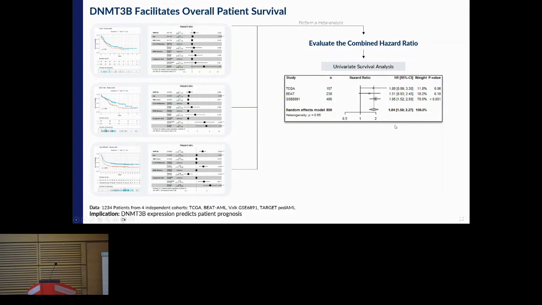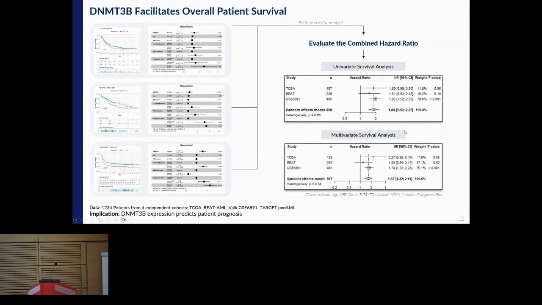But taking this one step even further, we do it in a multivariate survival analysis as well. This is where we can take into account clinical variables like age and white blood cell count and various mutations that are already associated with poor survival. Seeing that our gene here remains an independent prognostic factor when we take into account all of these clinical variables lends to its significance, and suggests that it might be capturing something that these other variables are not.